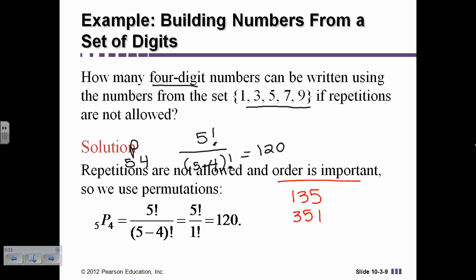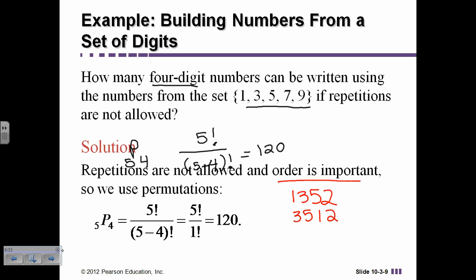And it's supposed to be a 4-digit number, so we can put another digit in there. And I'll put a 2 on the end. But again, it's the same thing. The number 1,352 is not the same thing as the number 3,512. So order is important in the sense that I need to look at all those possibilities in coming up with those combinations.